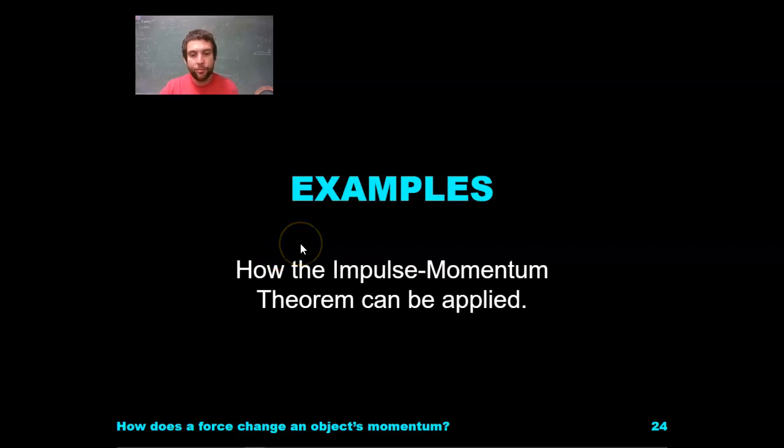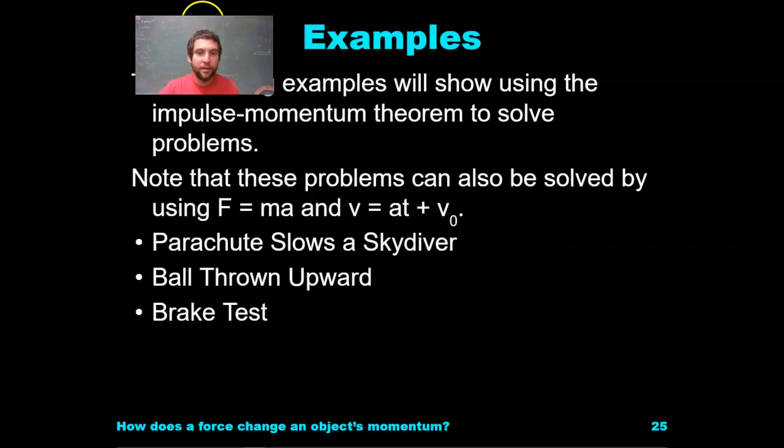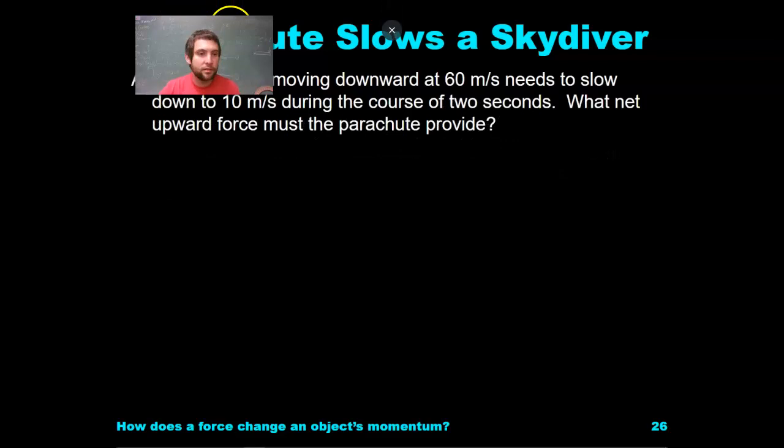All right, how the impulse momentum theorem can be applied. The following examples will show using the impulse momentum theorem to solve problems. Note that these problems can also be solved by using stuff we've already learned in the past. You can use the net force, stuff that makes it go minus stuff that holds it back, equals mass times acceleration, and you can use velocity as a function of time. We're going to look at a parachute, a ball thrown, and something else.